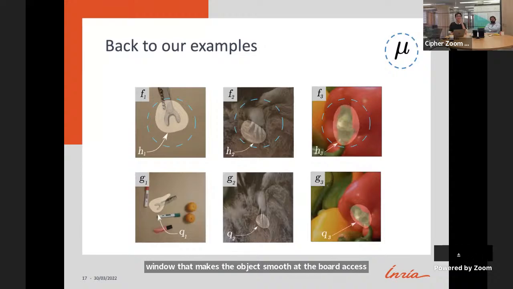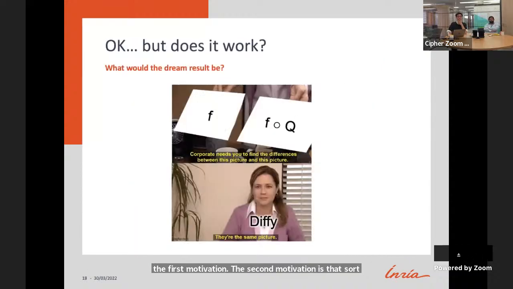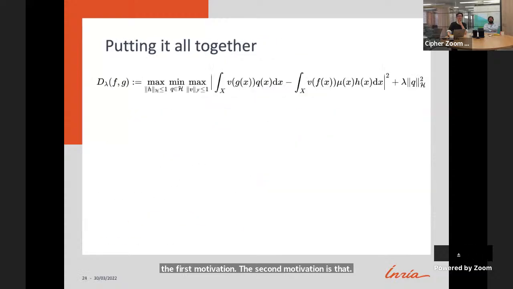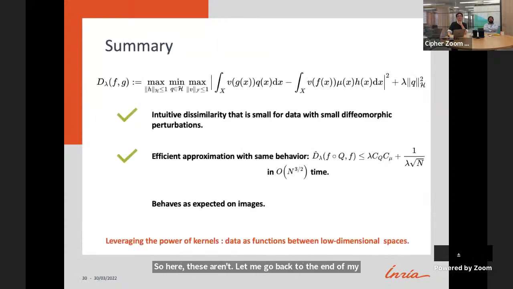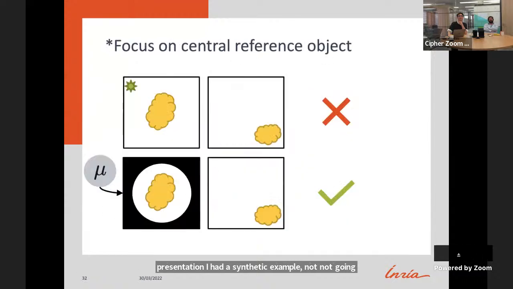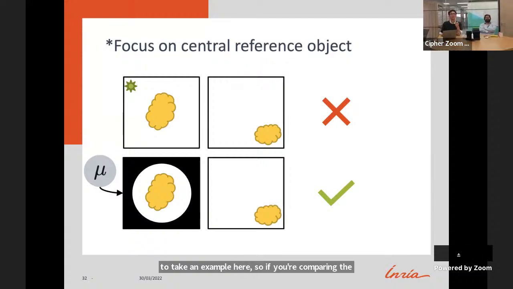The second motivation is, let me go back to the end of my presentation. I had a fake example here. If you're comparing the left images with the right images, and you give them to the dissimilarity on the top, it's going to tell you that they're not at all the same images, because you have this green sun on the top left, and the H function is going to zoom in on that, and you won't get anything green on the right side. You won't get the same shape. But essentially they're the same images.